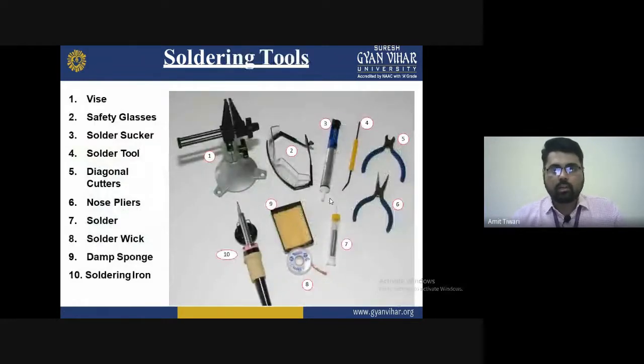The soldering tools are such as, the first is vise. The numbers are available, I'm just telling you. The first is vise, you can see number 1. This is a vise where you fix the workpiece material you want to weld. So with the help of this vise, we use it to just hold down the workpiece material.